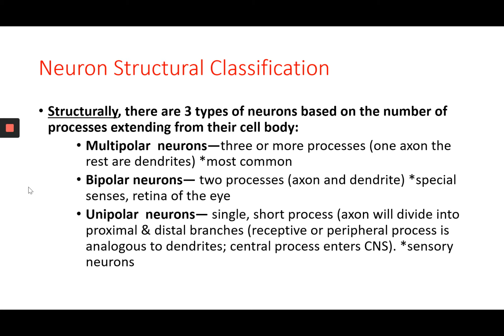But structurally, we're looking at what neurons look like. They have many processes. Some have 3 or more. That would be a multipolar neuron. Some have 2. That would be a bipolar neuron. And some have just 1. But even unipolar neurons have a single short process that splits into a proximal and distal branch. So it'll have 2 parts, one going to the peripheral nervous system, the other towards the central nervous system.